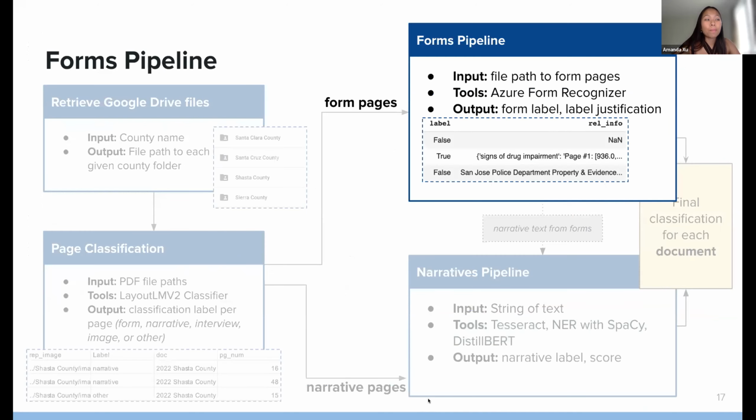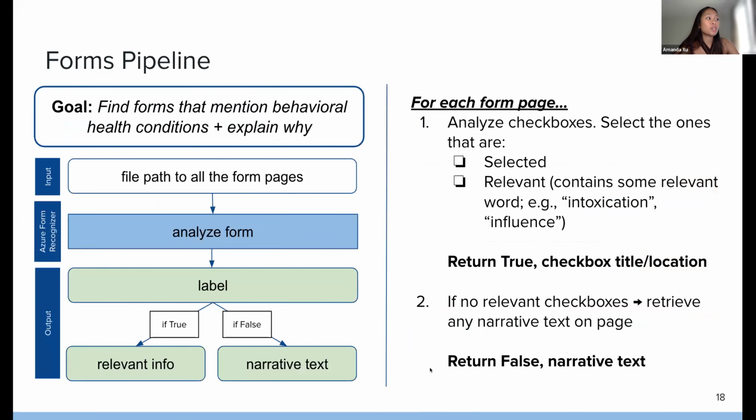From here, the form pages will be given to the forms pipeline, where we'll then use an Azure Form Recognizer to analyze the structure of the form. The goal here is to really identify which forms actually mention behavioral health conditions, and then if they do mention behavioral health conditions, explain why. So when we analyze a given page, essentially what happens is we'll analyze all of the checkboxes using Azure Form Recognizer and select the ones that are A, selected, and then B, relevant.